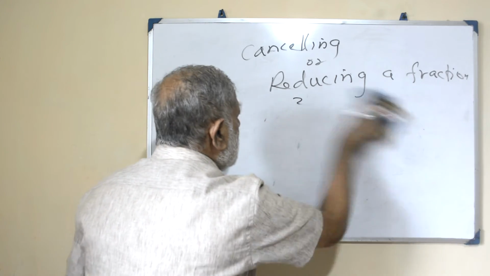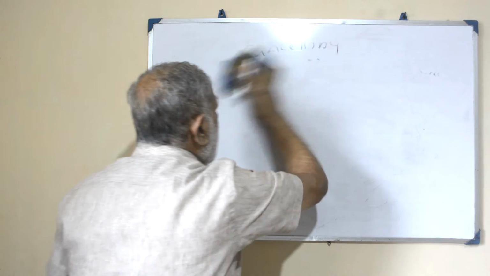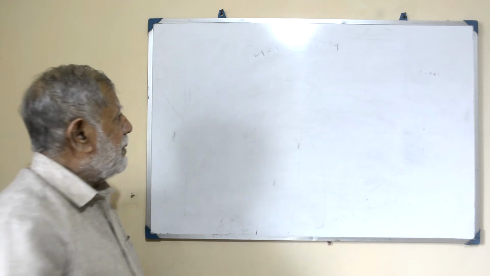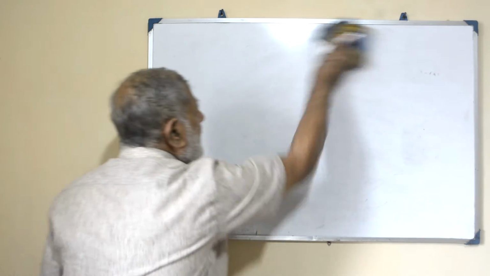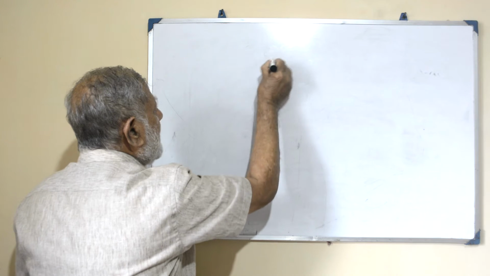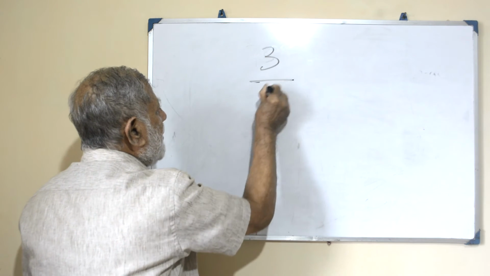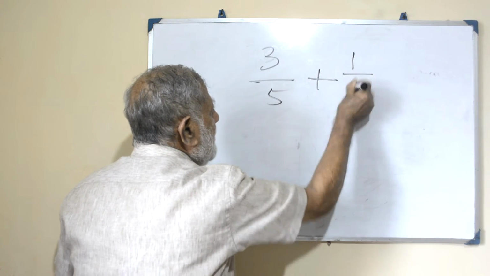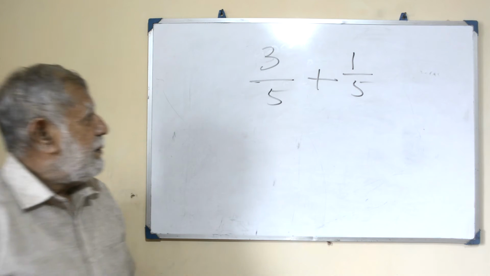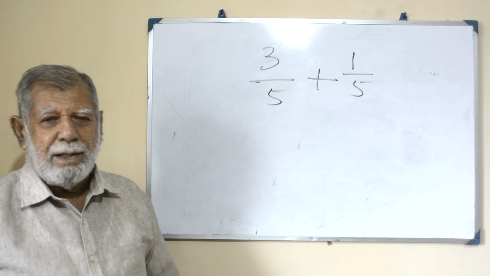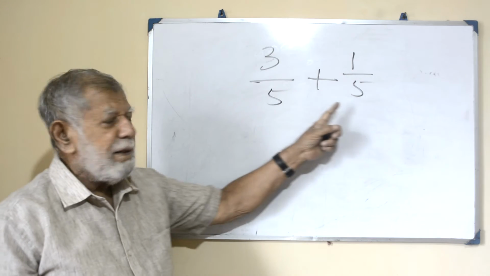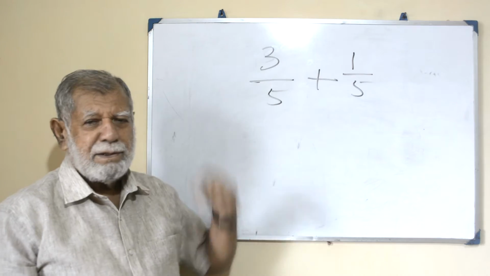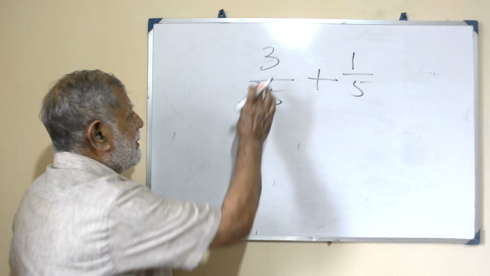So next we go to formal addition. We go to addition of fractions. So addition of fractions is like, suppose we take a fraction 3 upon 5 plus 1 upon 5. Now these two fractions we can easily add because the denominators are same. When the denominators are same, we can easily add the fractions. How do we add? We just add 3 and 1, 4.